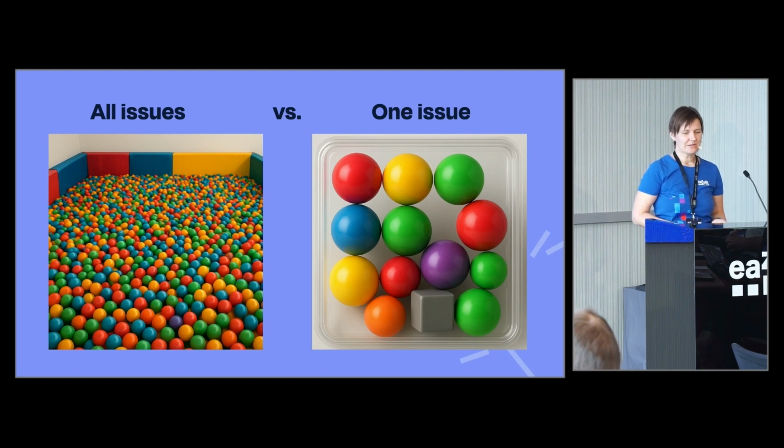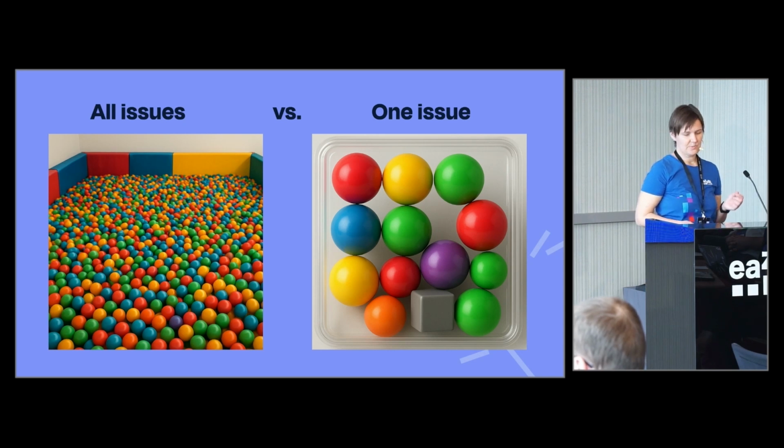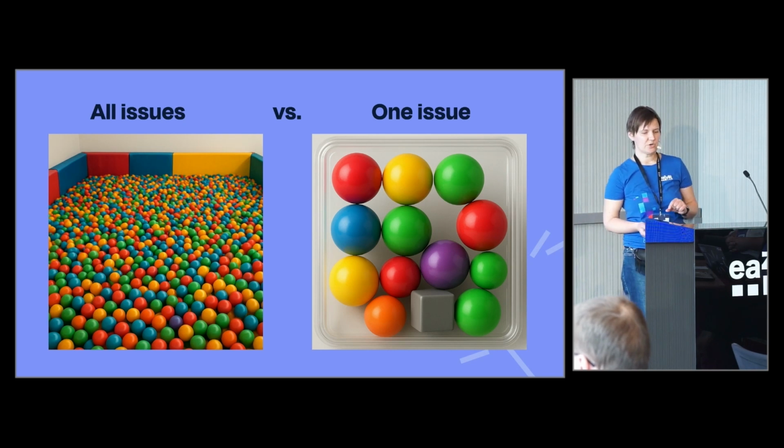Whenever I get an email saying that the report is not showing the correct data, and I see that the report is aggregating thousands of issues, it feels like I'm being asked to find a small gray cube in a ball pit. It's exciting, but it's also a lot of pressure. Large data sets can be very overwhelming. So for this presentation, my plan is to use only one issue as an example.